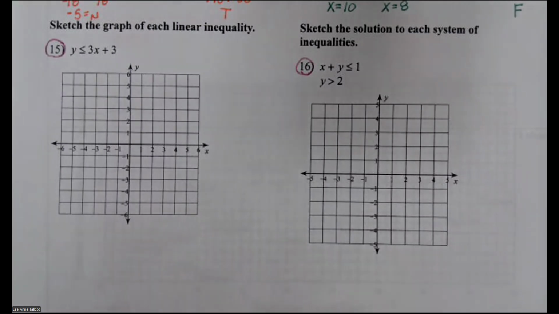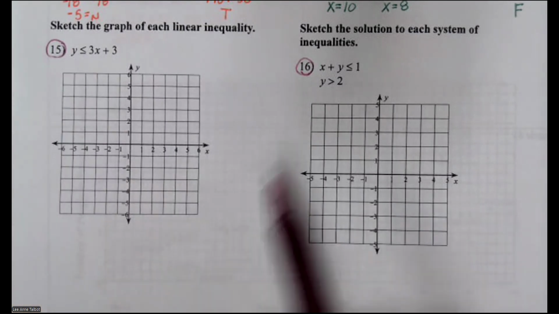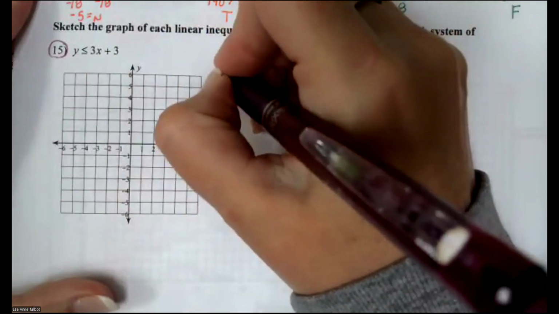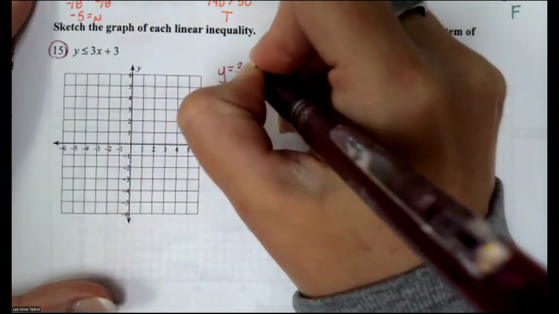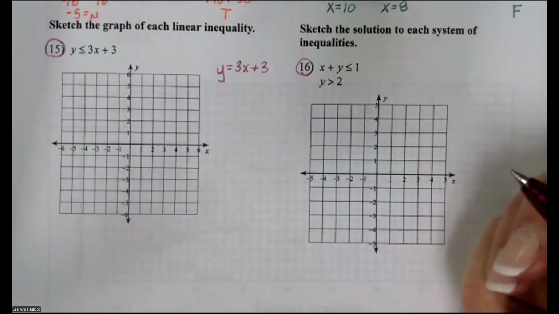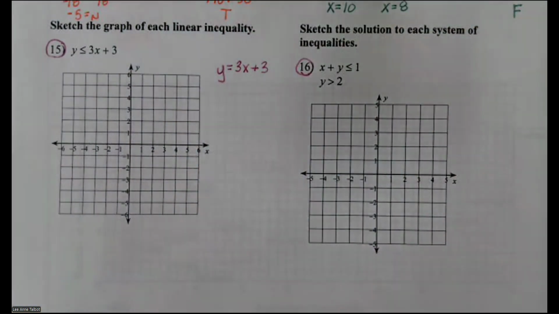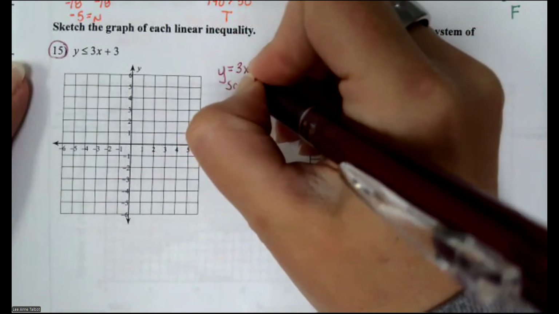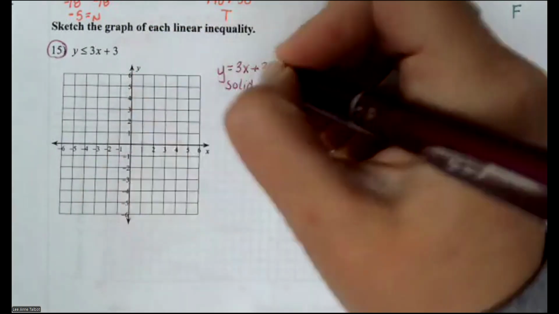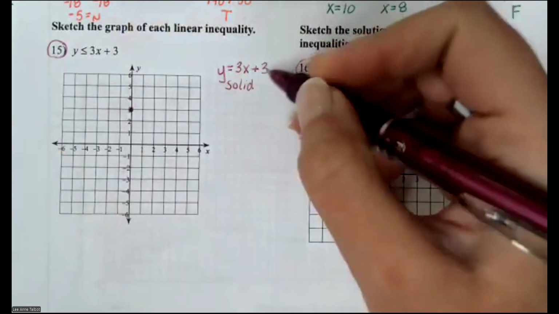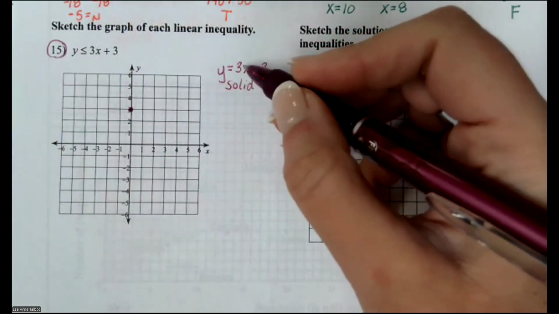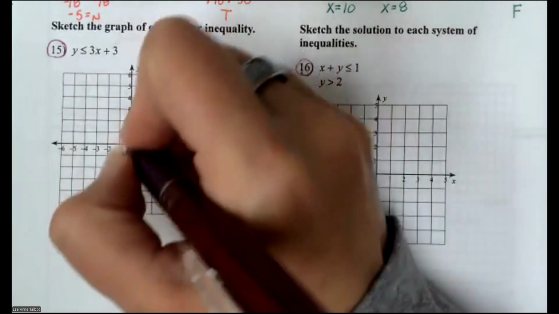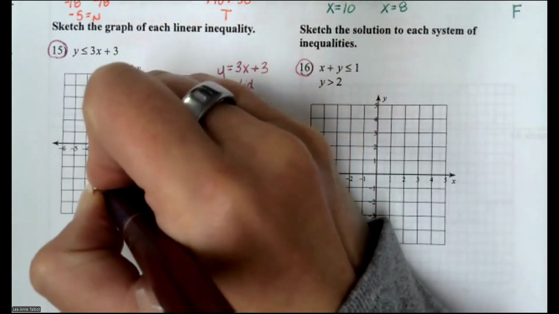Okay. There's a problem just like number 15 on your quiz, not 16. 16 is a system. There's just one like 15. y equals 3x plus 3. So first step is to pretend that I have an equals sign. And then I decide if it's solid or dashed. What's this one? Solid. Great. Okay, so I'm going to go up 3 for the y-intercept. And then the slope is 3, so I'm going to go up 3 over 1 for my slope. But then I'm also going to go down 3, back 1.